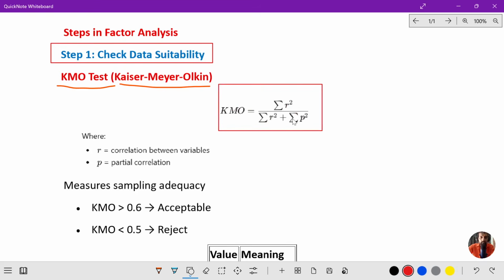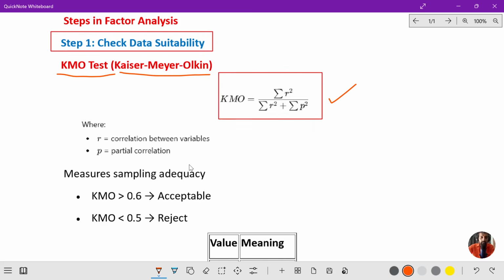So what is this formula? KMO is equal to sigma r square divided by sigma r square plus sigma p square. This is the formula related to the KMO test. We are not going in depth, but remember it is used to check the data suitability. What is this R over here? R is the correlation between variables and P is the partial correlation.